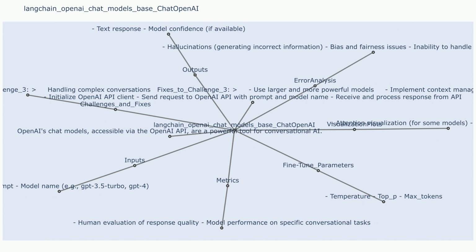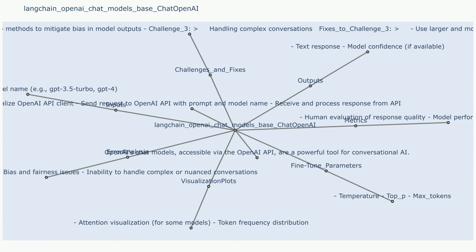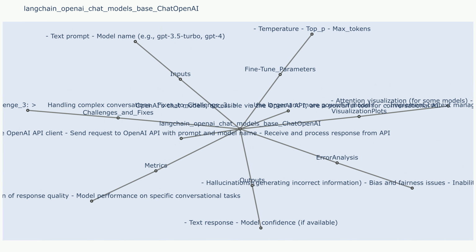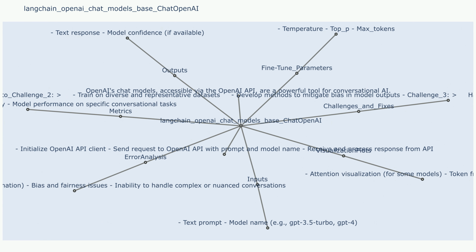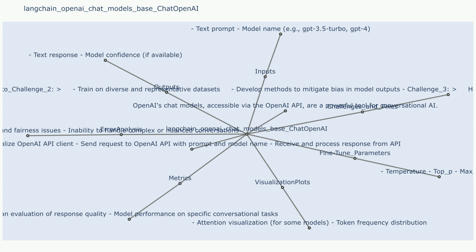Max tokens: an integer that limits the maximum number of tokens in the model's response. This can be used to control the length of the response. Model name: a string representing the specific OpenAI chat model to use. Outputs. Text: a string containing the model's response to the prompt. Steps. The ChatOpenAI class sends the provided prompt to the specified OpenAI chat model. The model processes the prompt and generates a response. The response is returned to the user.